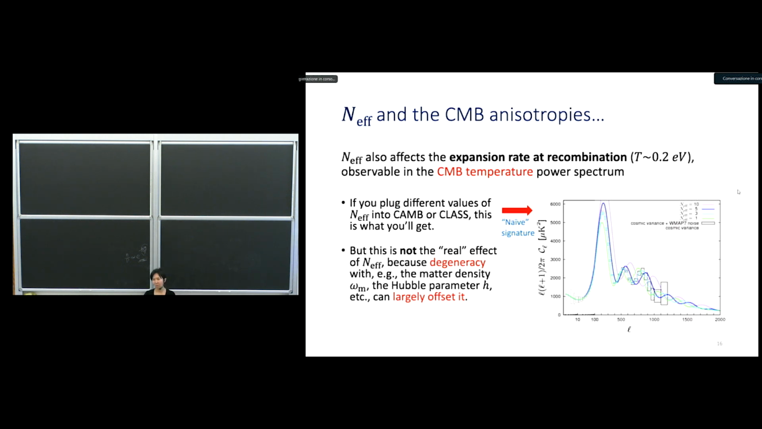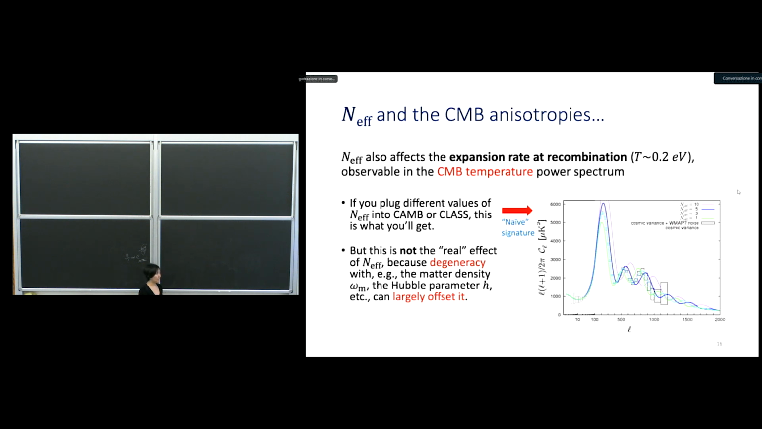Because we don't really know what the dark matter density is. We know about it from the CMB. We are also not sure what the Hubble parameter is, or the baryon density, or any of the inflation parameters. So we're all relying on the CMB to pin down those parameters. What this means is that when you try to determine the effect of N effective in the CMB anisotropies, you need to worry about degeneracies between these various parameters.